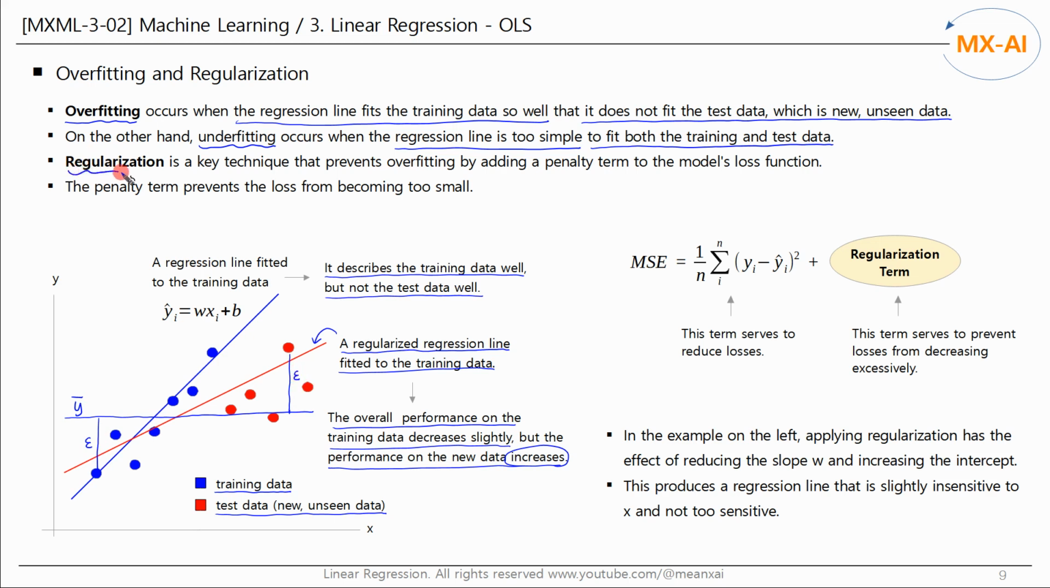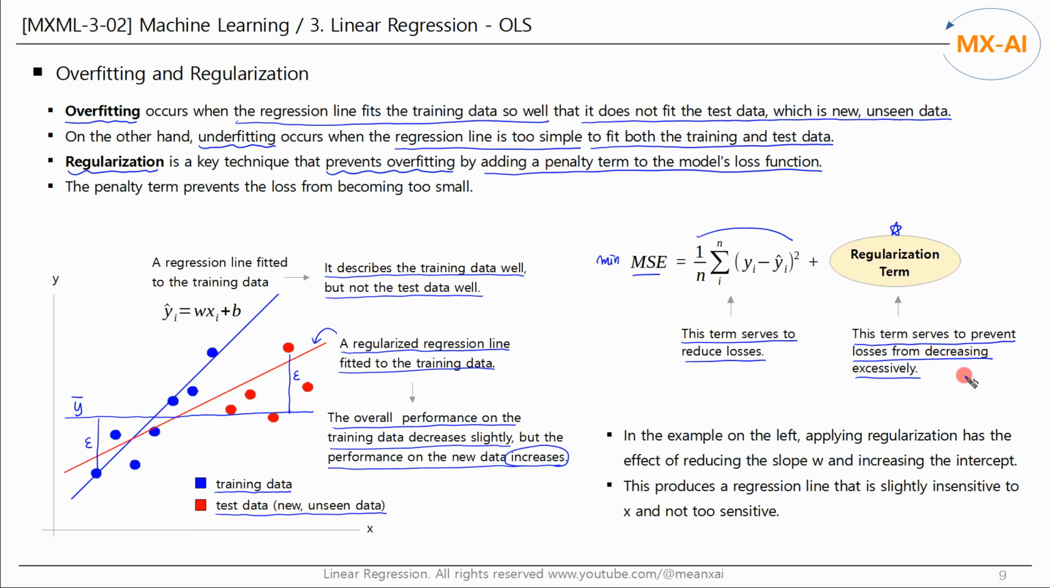Regularization is a key technique that prevents overfitting by adding a penalty term to the model's loss function. If the mean squared error loss function looks like this, add the regularization term here. When minimizing this loss function, the first term serves to reduce the loss, and the regularization term prevents the loss from reducing excessively.